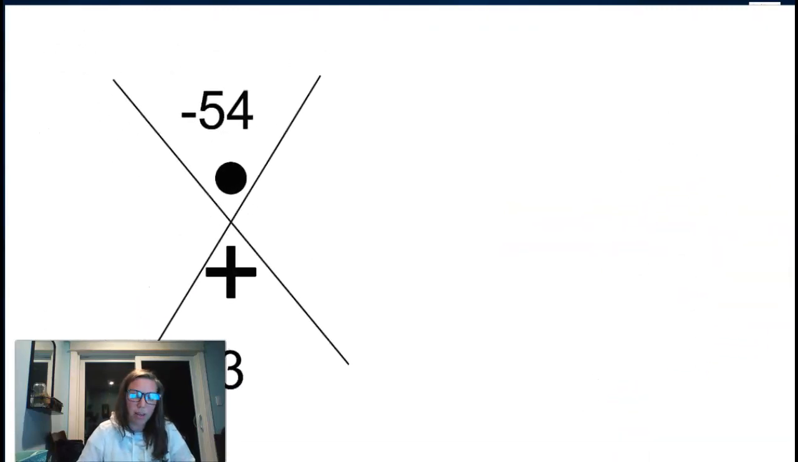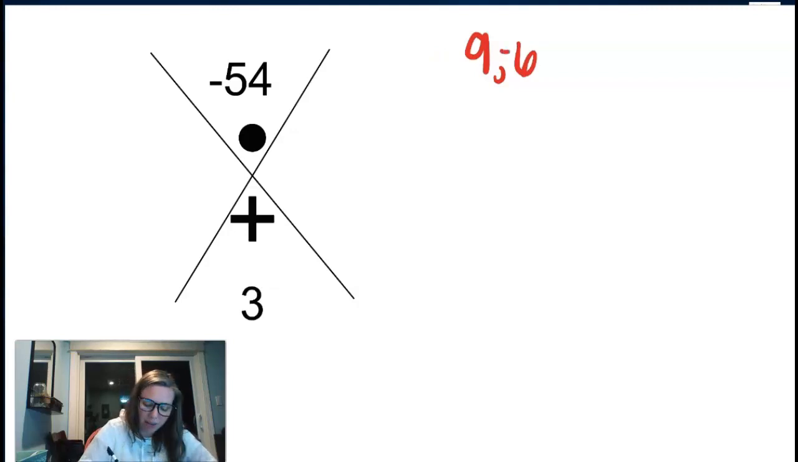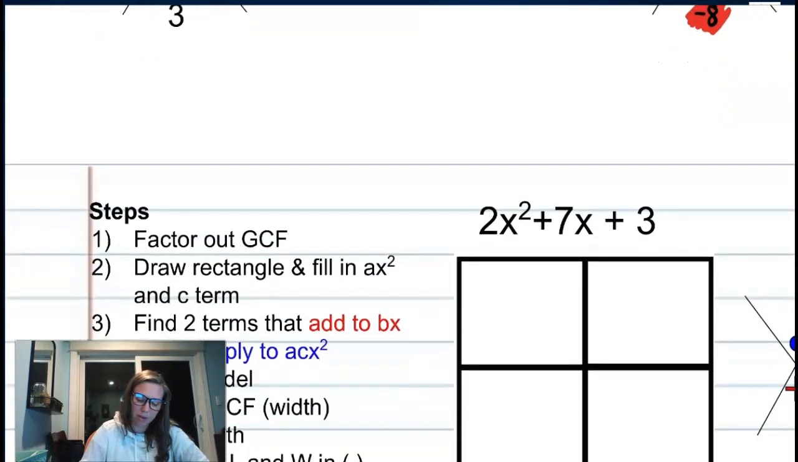Okay, and then what about this? Multiply to negative 54. So let's see, you could do 9 and 6. That multiplies to a positive 54. So let's say negative 9 and positive 6. When I multiply them, I get negative 54, but when I add them, I get negative 3. We want to get a positive 3, so you're just going to rewrite it. This would be a 9 and a negative 6 so that you get a positive 3. That's kind of the same examples out there.